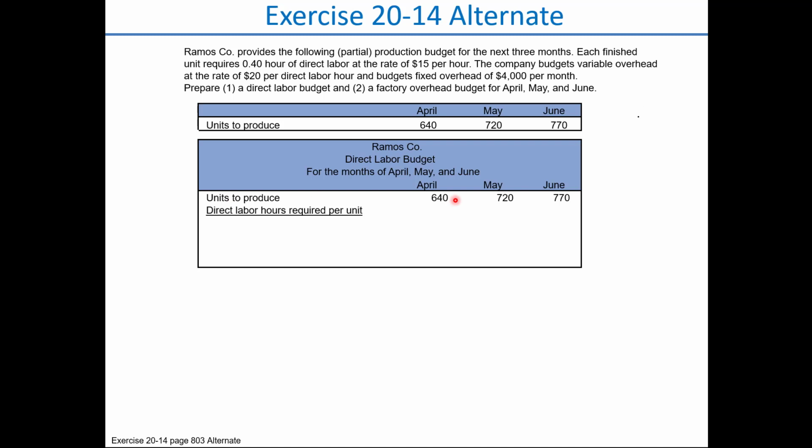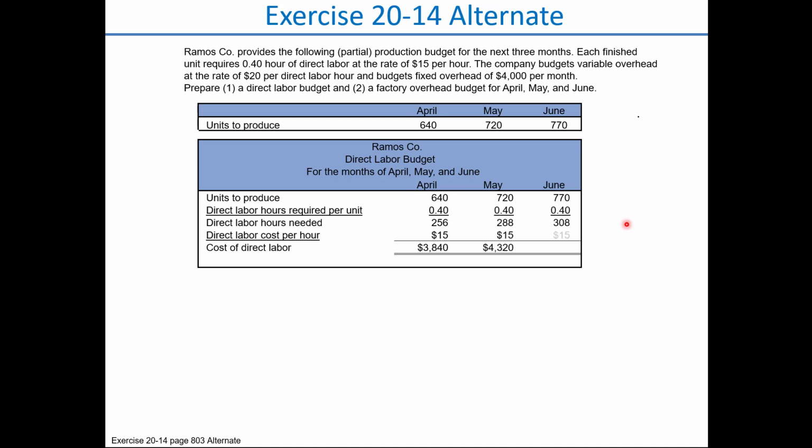Start off with the units to produce. Transfer these numbers down here. Each unit requires 0.4 hours. So we'll multiply. And then we will also multiply by $15 per hour. That gives us our total cost of direct labor. So we'll do that for May and June.